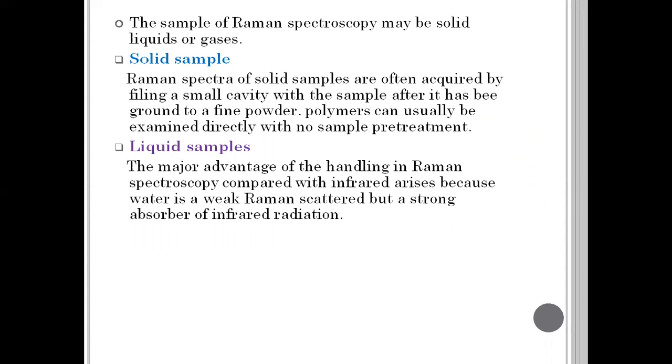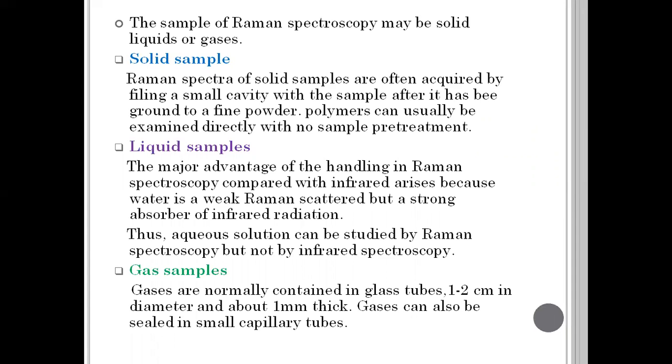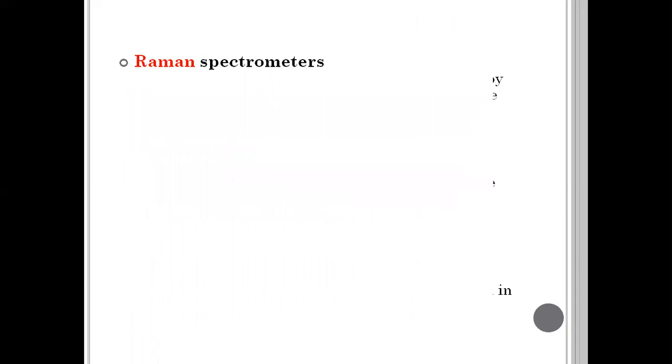Liquid samples. The major advantage in handling in Raman spectroscopy compared with infrared arises because water is a weak Raman scatterer but a strong absorber of infrared radiation. These aqueous solutions can be studied by Raman spectroscopy but not by infrared spectroscopy. Gas samples. Gases are normally contained in glass tubes 1 to 2 centimeters in diameter and about 1 millimeter thick. Gases can also be sealed in small capillary tubes.